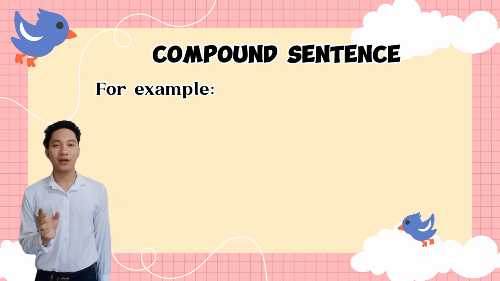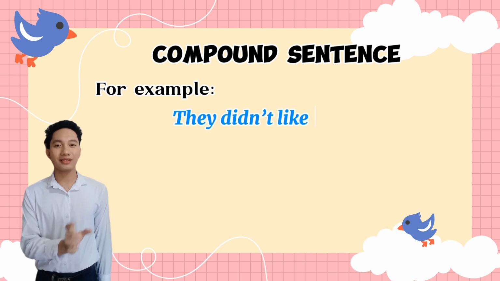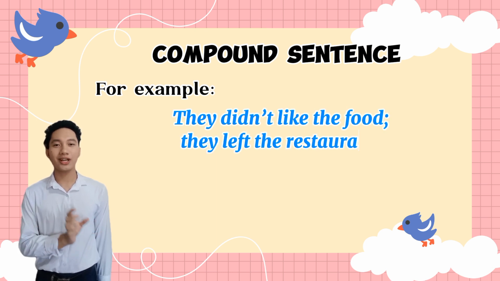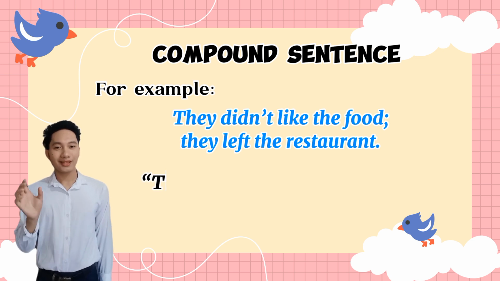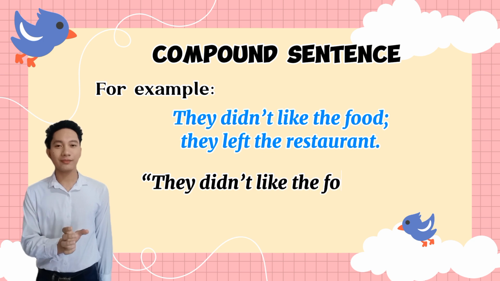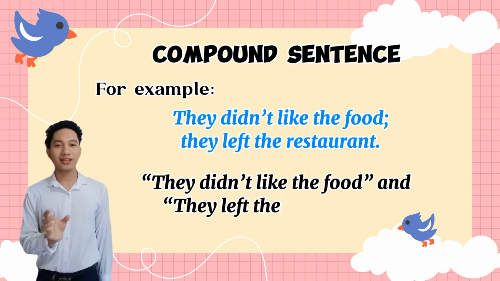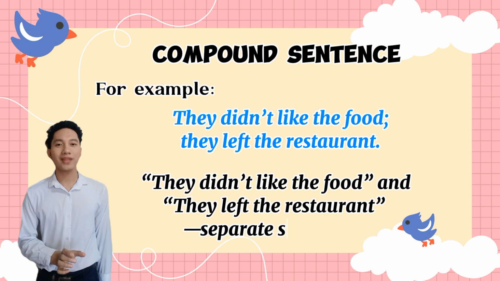Another example of a semicolon being used: They didn't like the food; they left the restaurant. This sentence uses a semicolon to connect two independent clauses that are closely related to each other. So both clauses, they didn't like the food and they left the restaurant, could function as separate sentences.